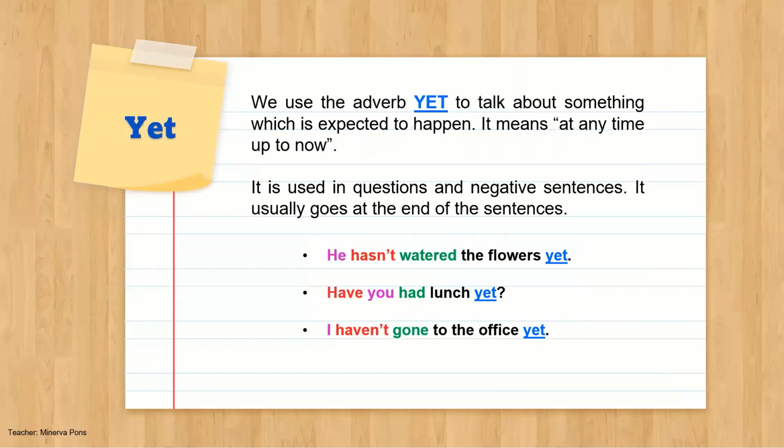Yet. We use the adverb yet to talk about something which is expected to happen. It means at any time up to now. It is used in questions and negative sentences, and it usually goes at the end of the sentence. For example, he hasn't watered the flowers yet. Have you had lunch yet? I haven't gone to the office yet.